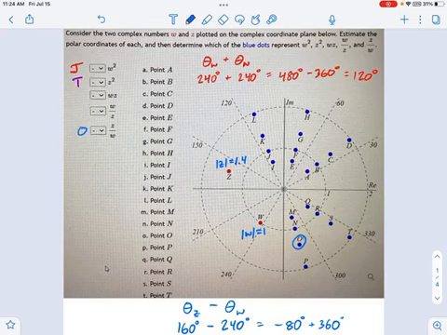So this is the way you walk through this problem. Again, main themes are just, do you know how to multiply and divide two complex numbers? And what does that do to their angles? It either adds or subtracts.